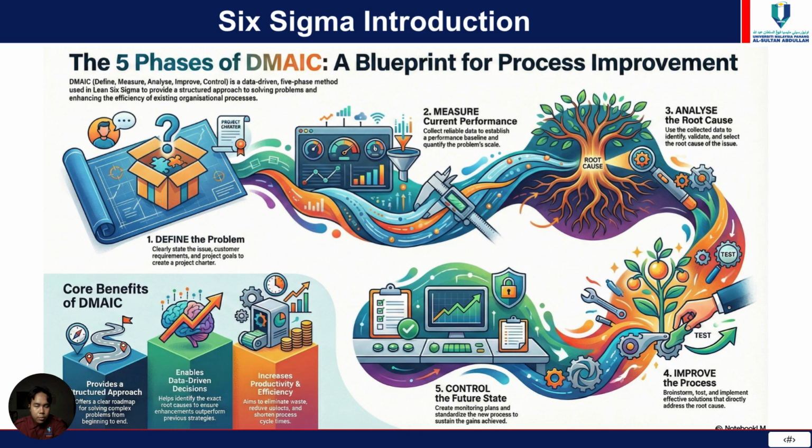So Six Sigma is a continuous work of finding and solving the problem. So in Six Sigma, we have five phases, which is first we need to define the problem. We need to clearly state the issue, customer requirement, and project goals to create a project charter.